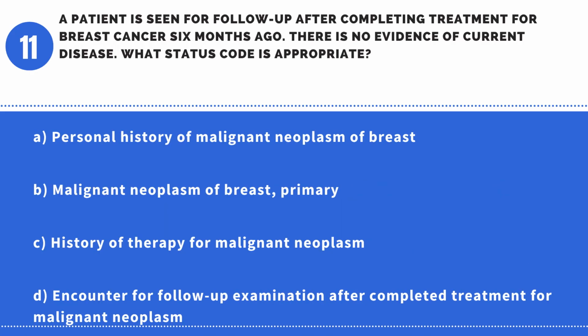Question 11. A patient is seen for follow-up after completing treatment for breast cancer 6 months ago. There is no evidence of current disease. What status code is appropriate?